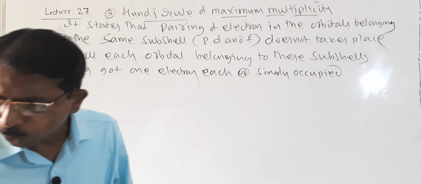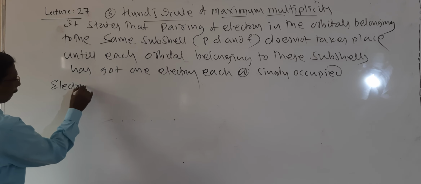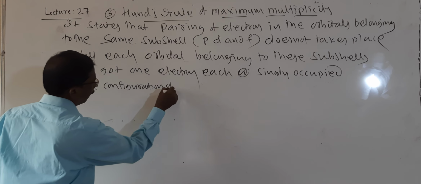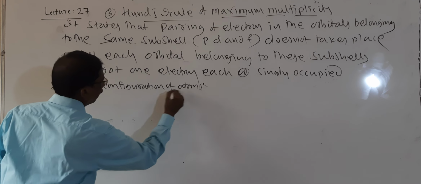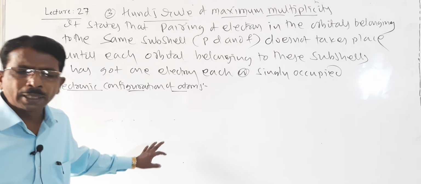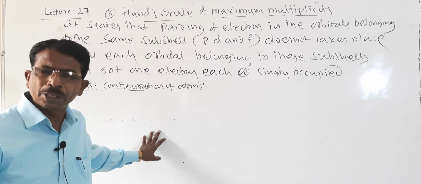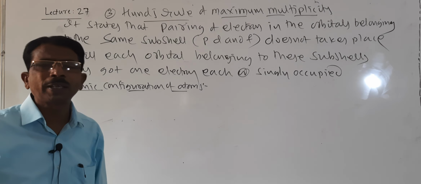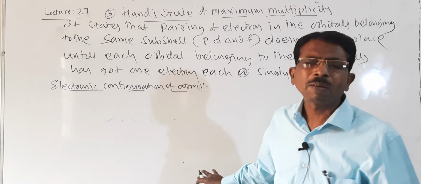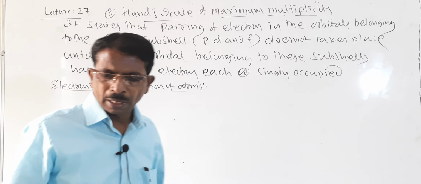Then students, the last one, electronic configuration of atoms. So you are very well familiar with this electronic configuration. The distribution of electrons in the respective orbitals in the increasing order of their energies is called electronic configuration. We learned this in the basic class: the distribution of electrons in the orbitals of an atom in the increasing order of their energies is called electronic configuration.